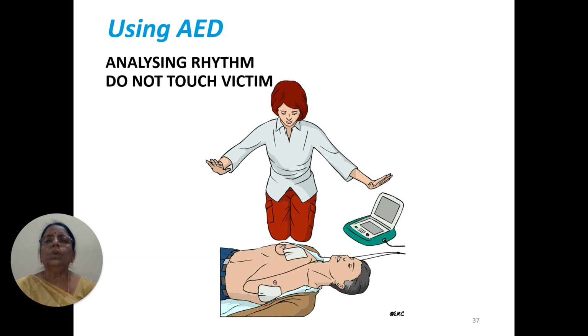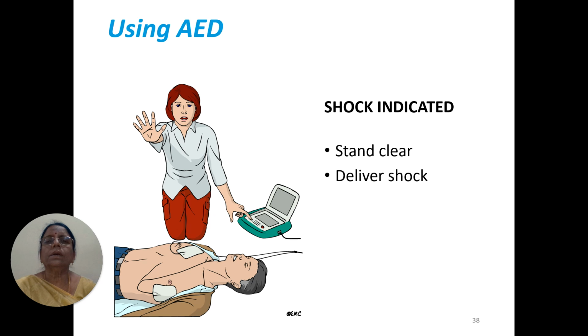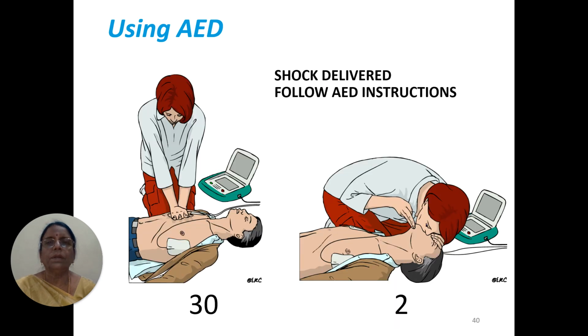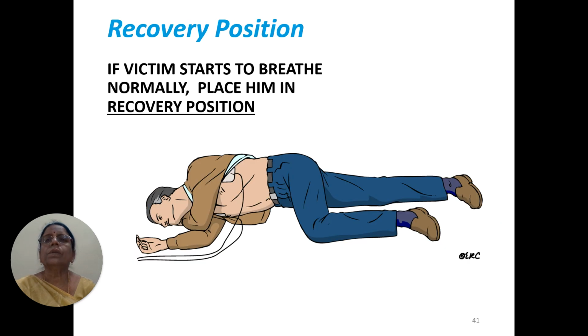Analyzing the rhythm. Do not touch the victim. Shock indicated. Stand clear and deliver the shock. Delivering the shock using the AED, defibrillating the patient. Shock delivered. Follow AED instructions. After that you have to start giving compressions again, assess the rhythm and continue chest compressions, 30 compressions and again 2 rescue breaths. If the victim starts to breathe normally, place him in the recovery position.